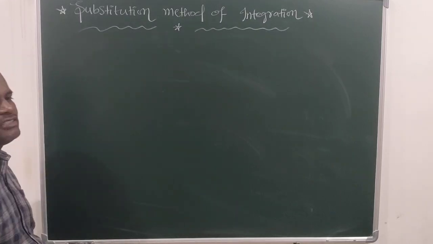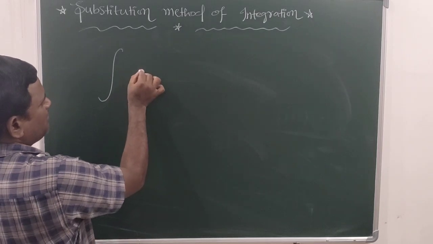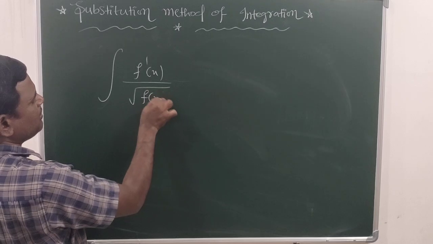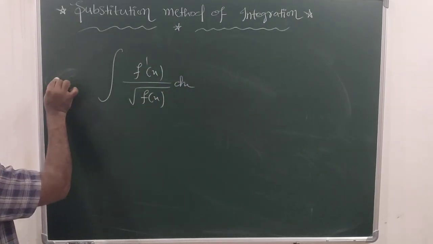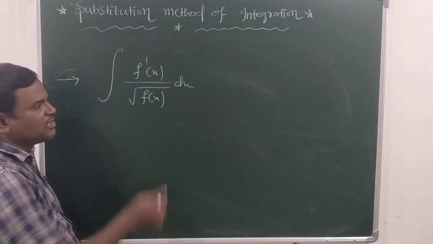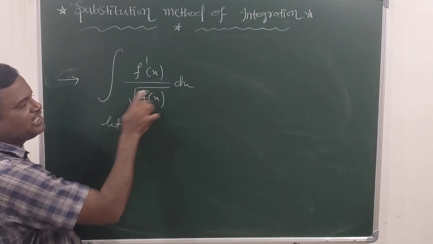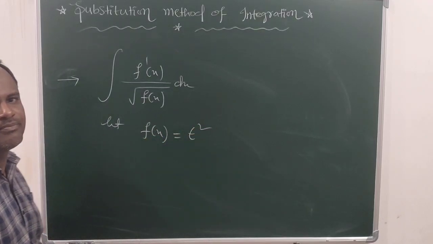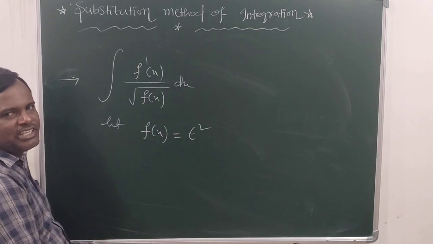See, one more example. Suppose the function is given like this: integral of f dash of x by root f of x dx. Now tell me students, how do you evaluate this kind of integral? Same procedure. In this case, whichever expression is given inside the square root has to be taken as t square, not t. You have to take t square because the square root is given. So in such a case you have to take t square.